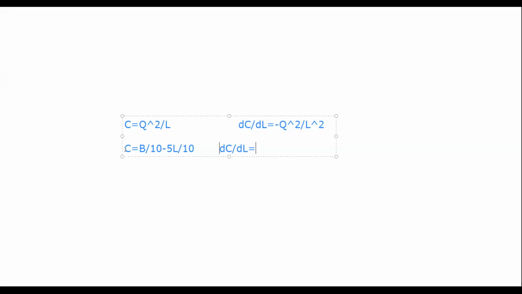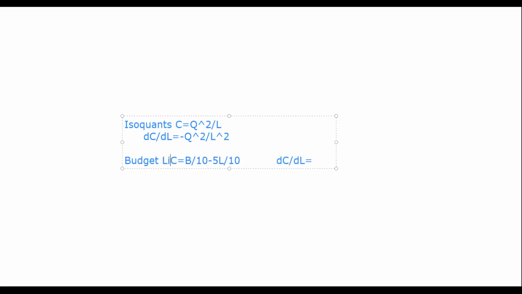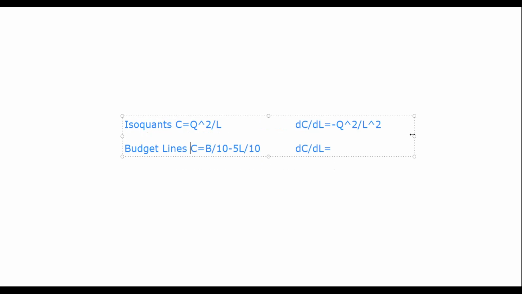Now if I write down the equation of my budget line, this top line is the equation of my isoquant, and this is my budget line. When I took the derivative, I got minus Q square over L square. And for the budget line, this was my equation. It's an equation of a straight line, so you should be able to tell me what the slope of this straight line, or dC over dL, is based on this. I see one response in the chat, which is correct.